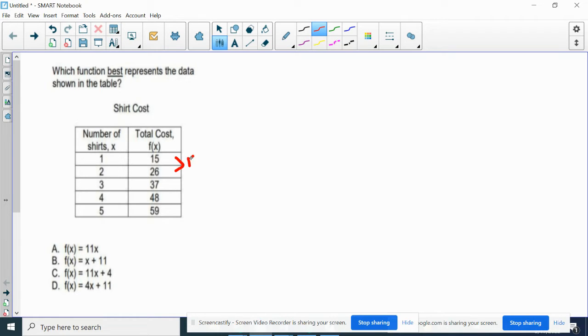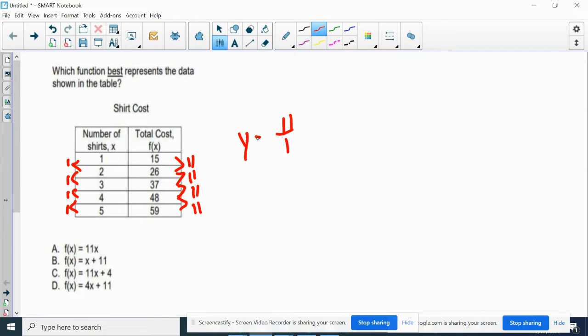We added 11. From 26 to 37, we added 11. 37 to 48, we added 11. 11 again, and then you check and make sure you see there's ones on this side. So our rate of change in the table is 11 over 1.